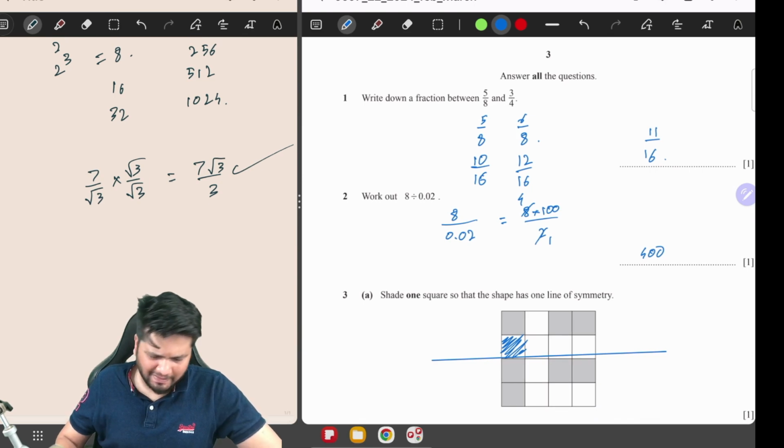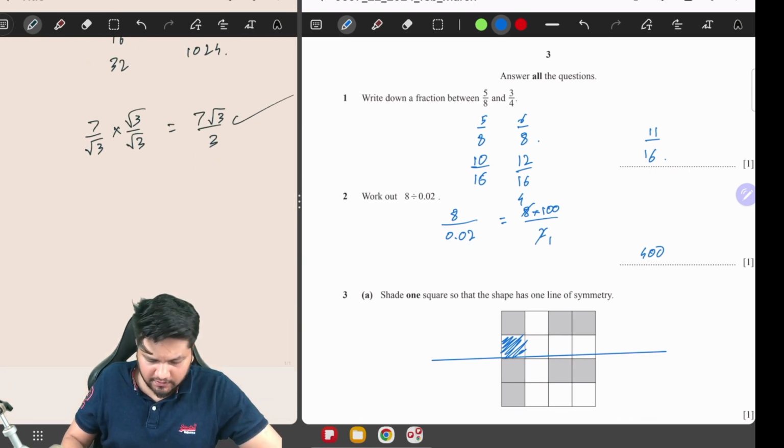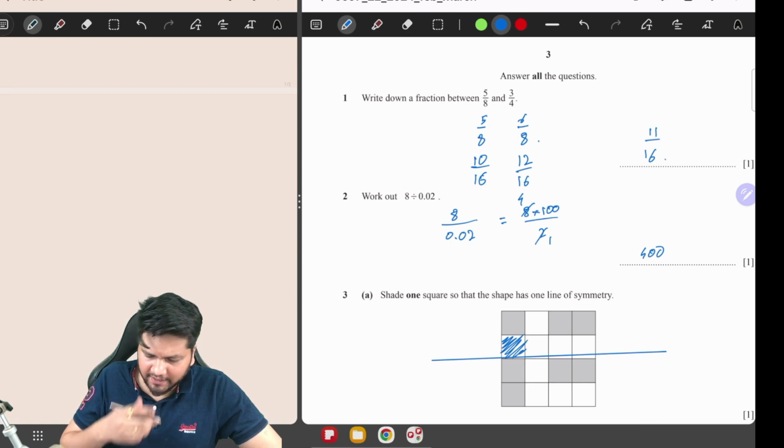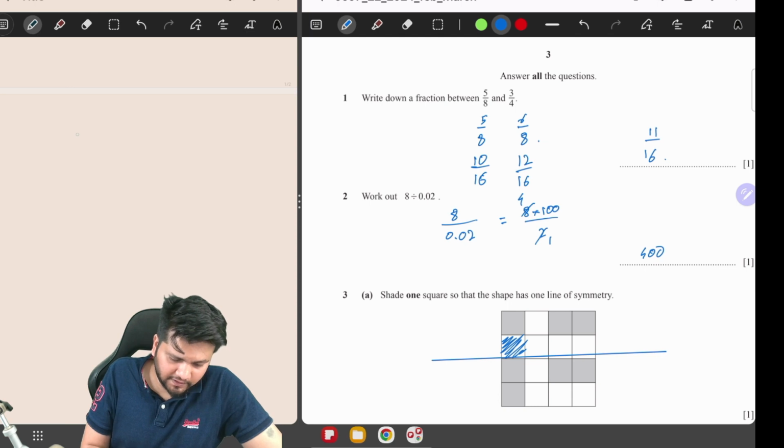What questions might be extra apart from these? I would consider some of them like this: write down a fraction between these. So maybe the question could be like this: write an irrational number between 5 and 6. So irrational number, right? Irrational number between 5 and 6.